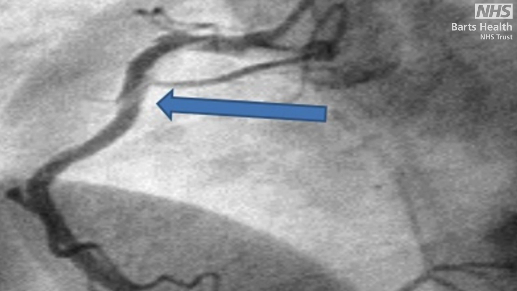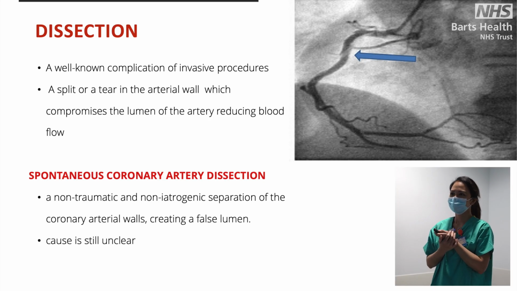Okay, next, what complication is this one? Anything? Yes, dissection. Dissection is a well-known complication of invasive procedures, mainly because we use catheters and wires. It's a split or a tear in the arterial wall, which compromises the lumen of the artery, reducing blood flow. It's pretty common. We usually just treat them with stents. And there's also spontaneous coronary artery dissection. So it dissects without any cause. It's a non-traumatic and non-iatrogenic separation of the coronary arterial walls, creating a false lumen. The cause is still unclear with this.